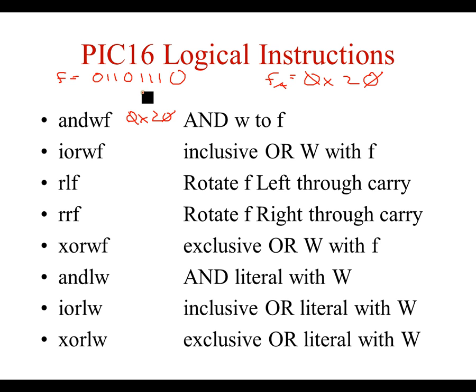Now, let's say that W happens to be loaded with 1 1 1 1 0 1 0 1. Let's erase this so we can do this operation. When this gets ANDed, you're going to get 0 and 1 is 0. You have to have a 1 and a 1 to get a 1. So 1 and 0 gives you a result of 0. 1 and 1 gives you a result of 1. 1 and 0 gives you 0. 0 and 1 gives you 0. So you have to have two 1s in order to get a 1 out. That's basically the way the AND operation works. So that's the result of that operation.